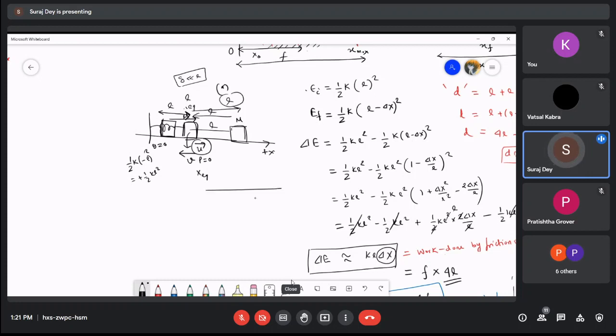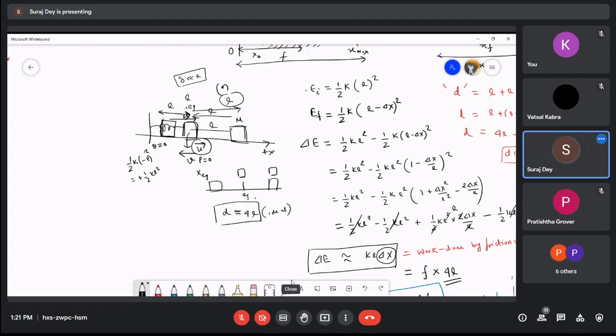So in one cycle, where the block goes from here to here, this is equilibrium, and again back to equilibrium and back to here, the total distance is approximately 4L. In the ideal case, it is exactly 4L, but if there's friction, there will be some losses here and there, and so it is approximately 4L.